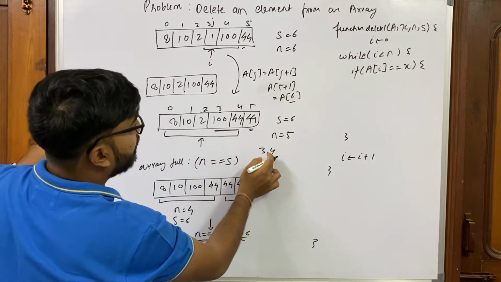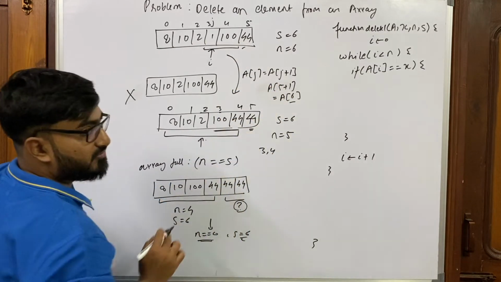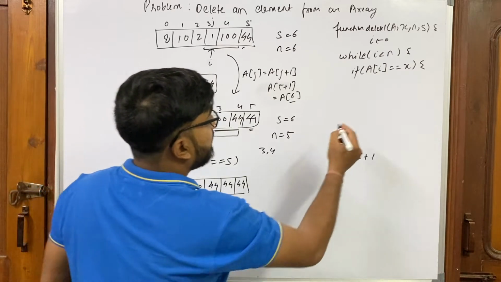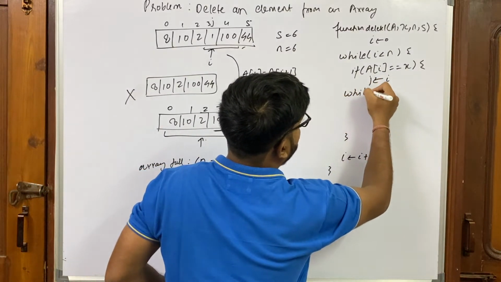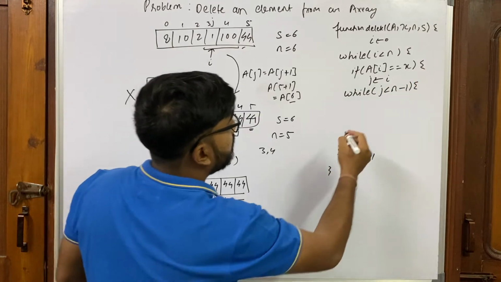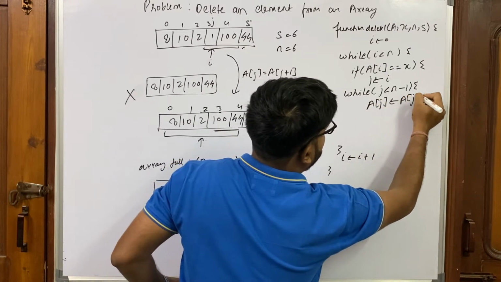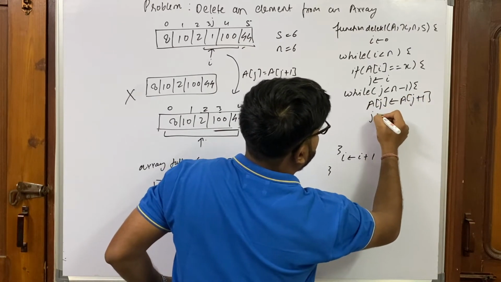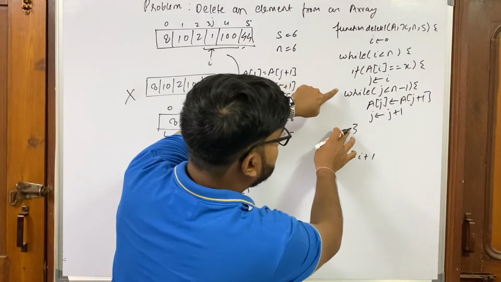Then we have a of 4 equals a of 5. A of 4 becomes a of 5, which is 44. So we start shifting. We take j set to i. We go till the second last element, j is less than n minus 1. And we do a of j is a of j plus 1. We do j is j plus 1. Alright, so this is basically doing the shifting that we want.